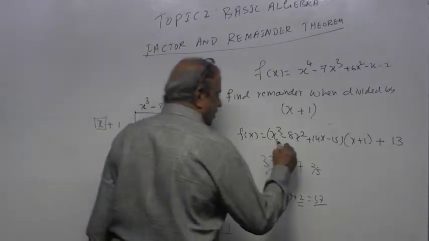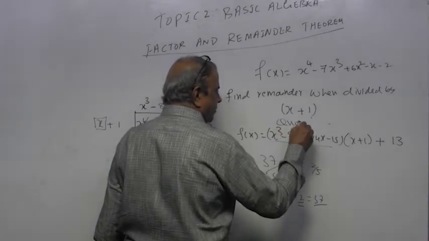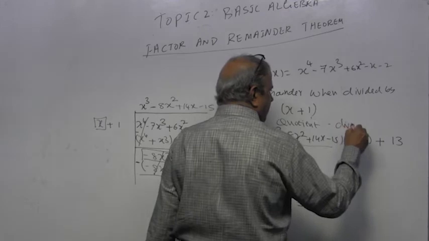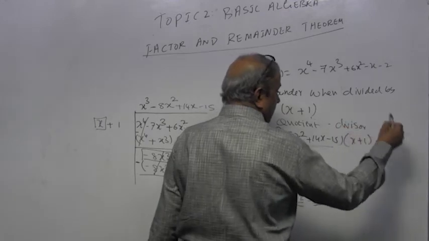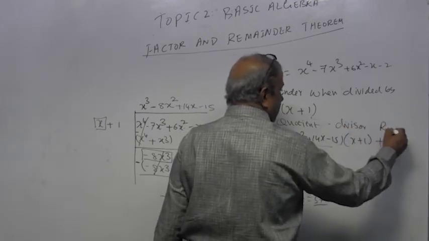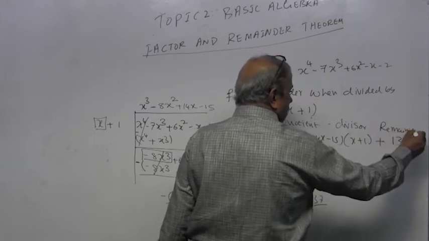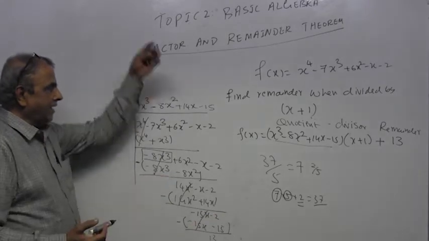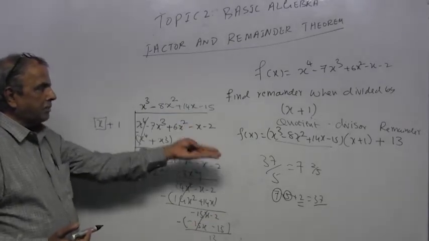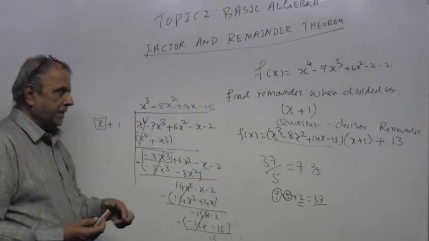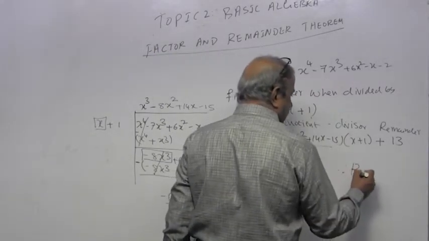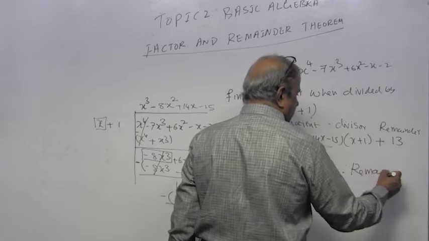So this was the quotient, that was the divisor, that was the remainder. So the original function or original polynomial or original expression is quotient multiplied by divisor plus remainder. So therefore, you're asked to find the remainder. So you write the answer, remainder equals 13.